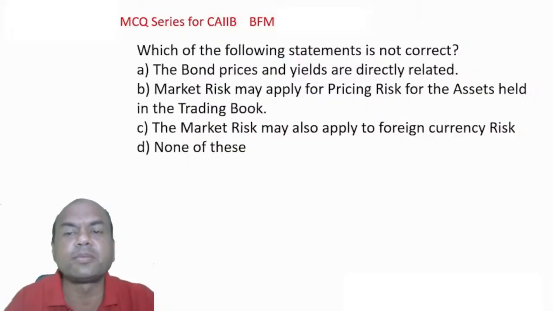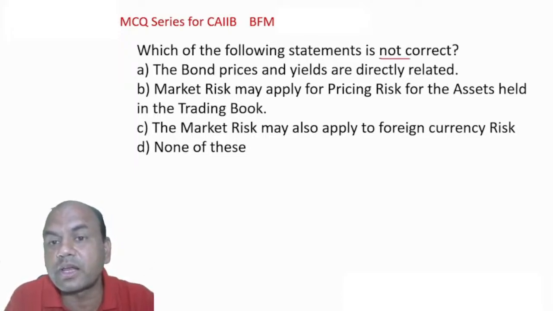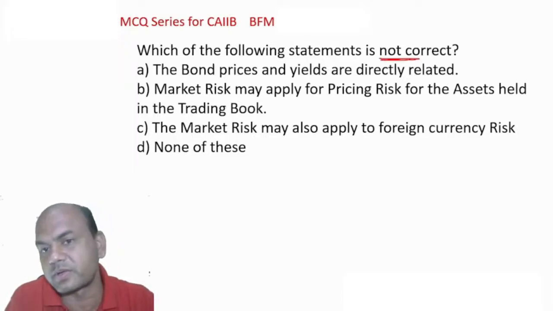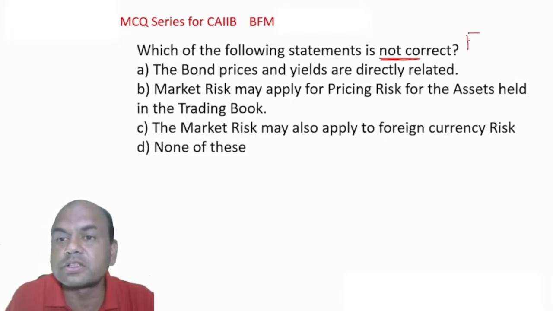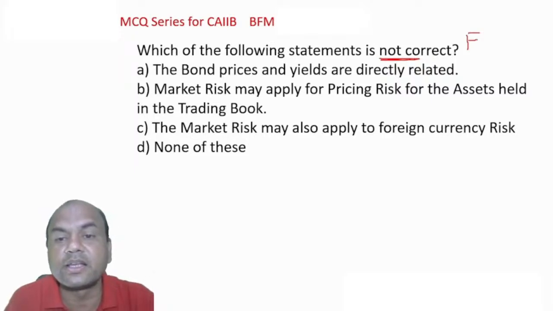Which of the following statements are not correct? Here, always focus on the question. Do they want correct or not correct, true or false, whatever. So they want false. Now focus on false. The bond prices and the yields are directly related. Directly.